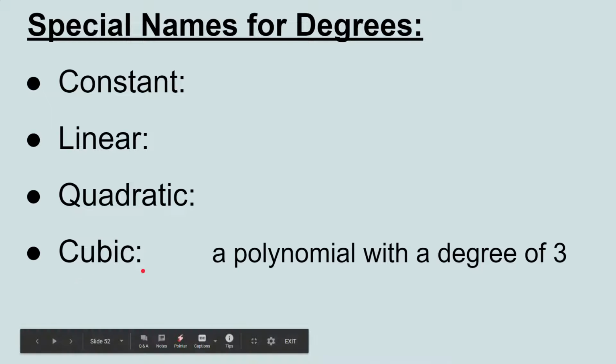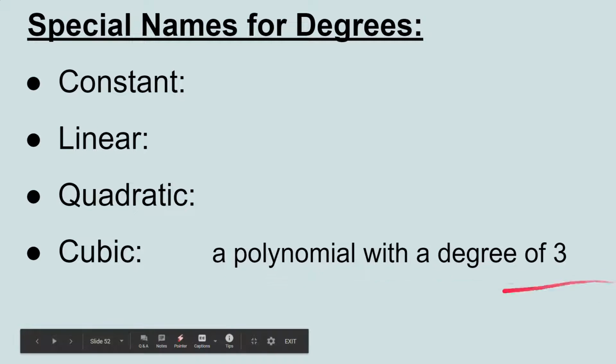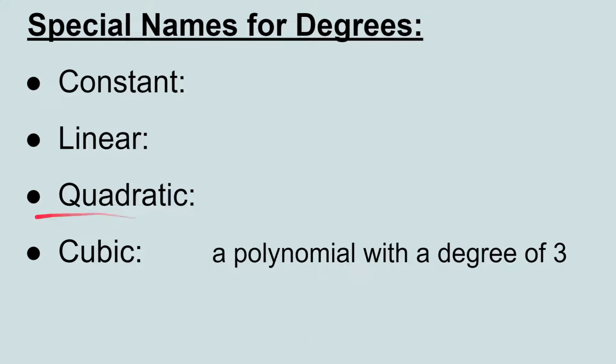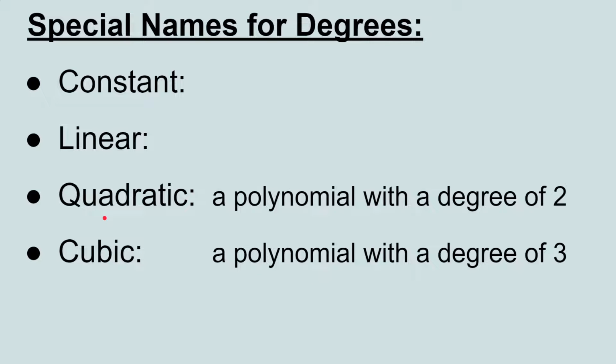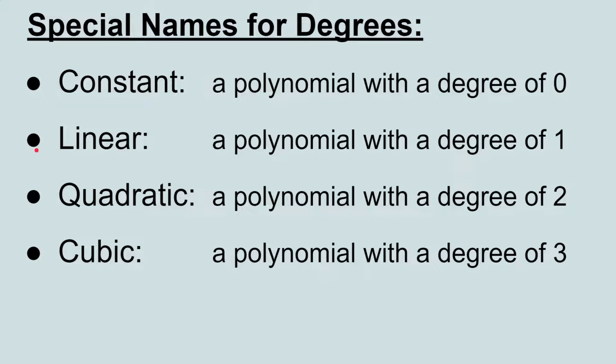Well, a cube has 3 dimensions, right? And so that's why we call a polynomial with a degree of 3 a cubic. So a quadratic, remember that's like a quadrilateral. Well, how many dimensions does a square have? Well, 2. So a quadratic is a polynomial with a degree of 2. Linear, well, you see the pattern. That's going to be a polynomial with a degree of 1. And a constant, like the number 8, is a polynomial with a degree of 0. So go ahead, pause here, write these down.